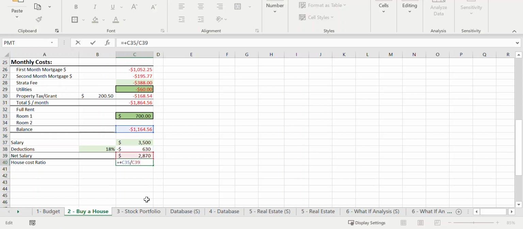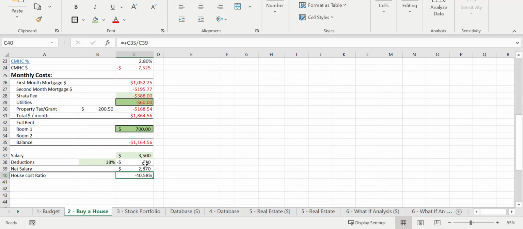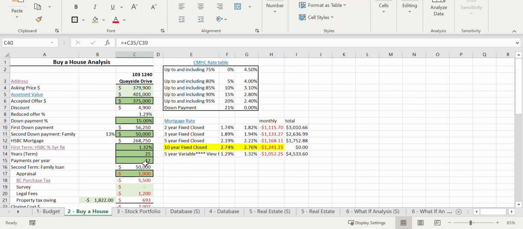And then from there, I come up with what I call the house cost ratio. That means how much you actually spend on housing compared to your net income. In this analysis, approximately 40% of our net income goes towards housing, which is quite high. I think banks really like to see around 25 to 30% of your net income. Although right now the housing market is so expensive that it's very difficult, and a lot of people are having to raise that ratio.